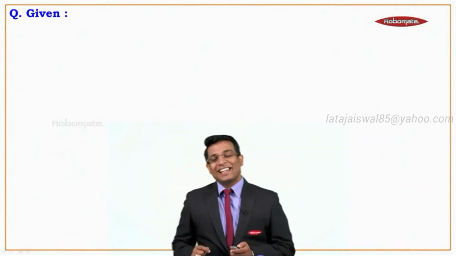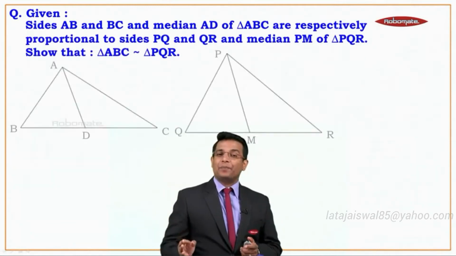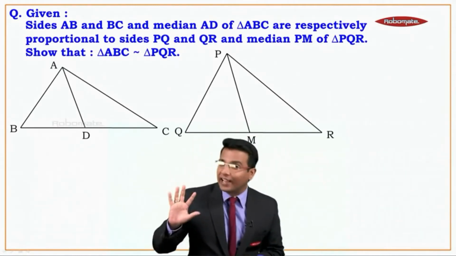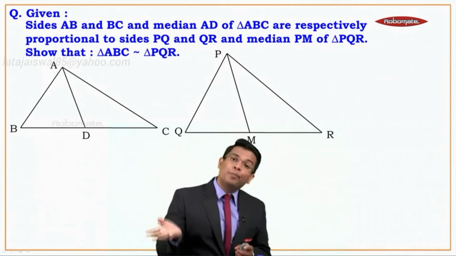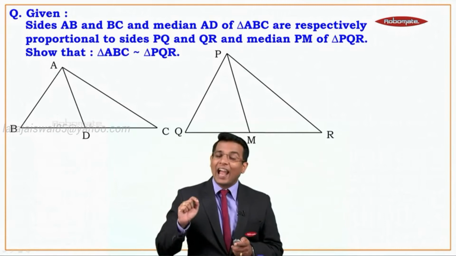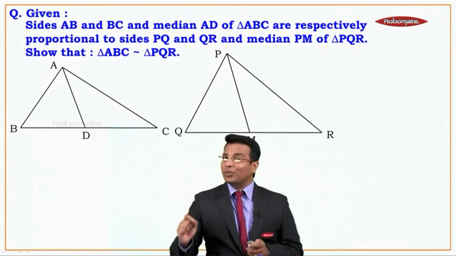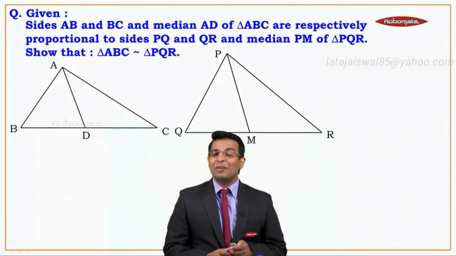Doing a very important and a very interesting sum. Let's see this. It says that given are sides AB and BC and median AD of triangle ABC, which are respectively proportional to the sides PQ, QR and median PM of triangle PQR. Show that triangle ABC is similar to triangle PQR.